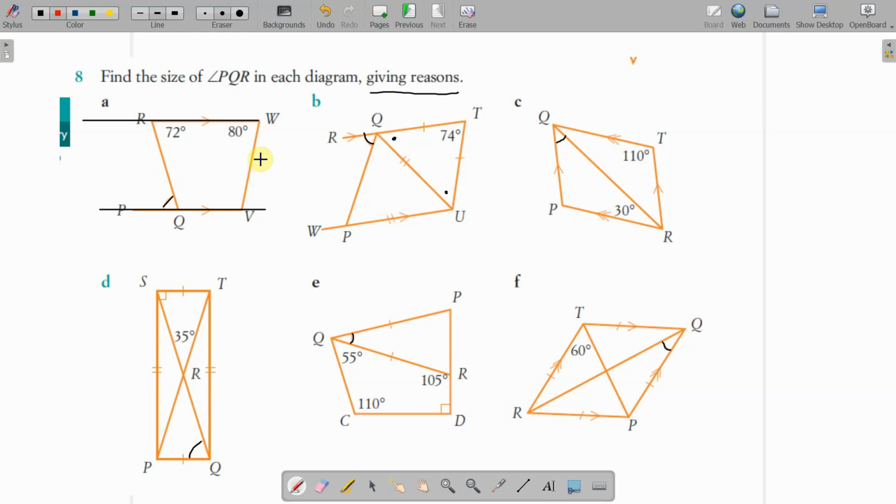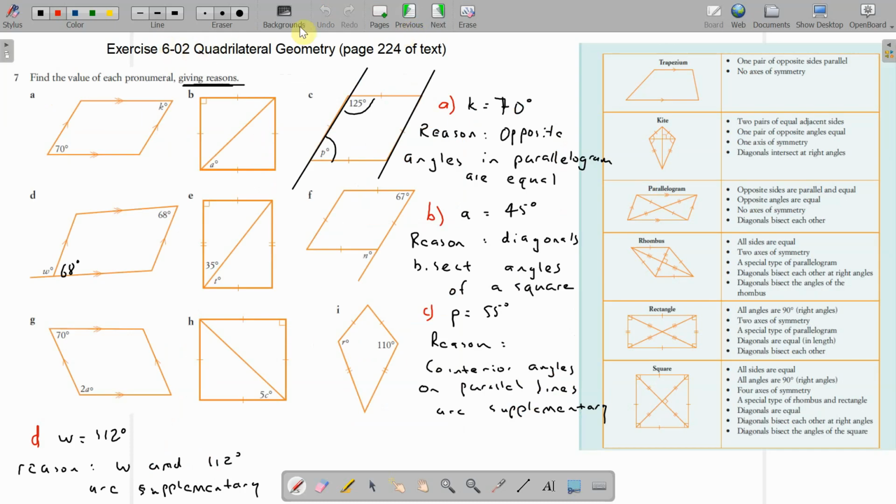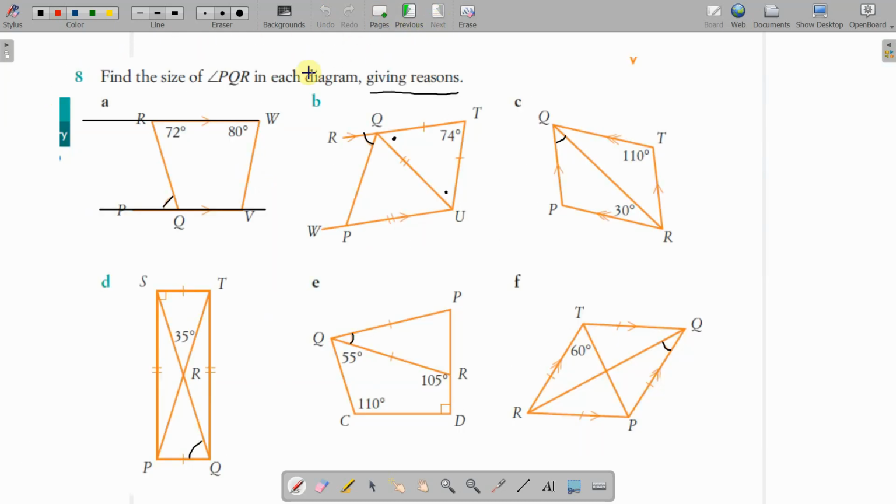Righty-o, let's have a look at our second video for the same exercise, 602. The last one was from question 7, this one is question 8. In a lot of question 8, we need to piece together bits of information, but for the first one, we've got a quadrilateral made from two parallel lines and two transversals.